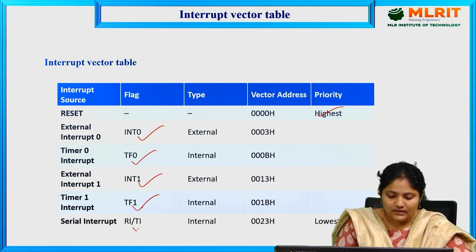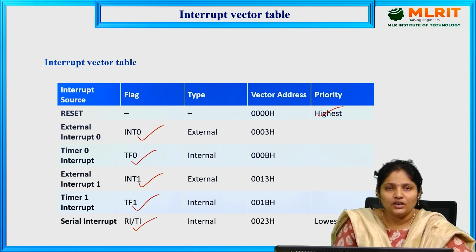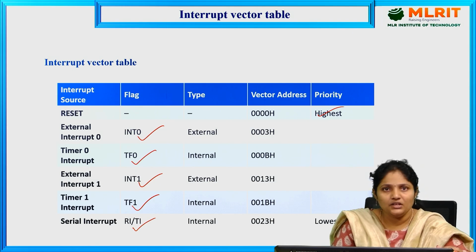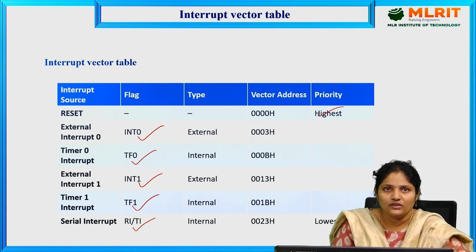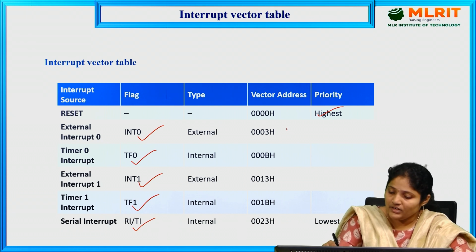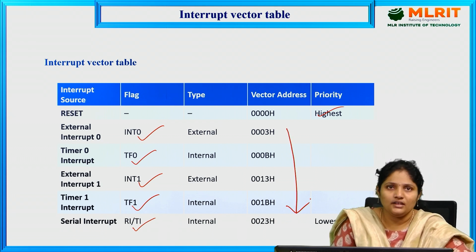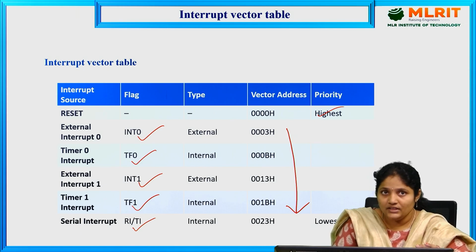Yes, and then the fifth one is the serial interrupt. Receive interrupt will be there, transmit interrupt will be there. Both will be considered as only one interrupt. So these are the 5 interrupts, and this is the priority structure. The first priority always goes to external interrupt 0, the second priority is for timer interrupt 0, the third priority is for external interrupt 1, the fourth priority is for timer interrupt 1, and the last priority is for the serial interrupt.